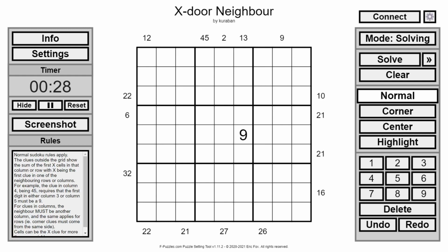This puzzle's called X Door Neighbor by Kuraban. I got it from Logic Masters Germany. So I just did Kuraban's 6x6 X Door Neighbor puzzle, and it was likely a lot easier than this is going to be. I'll have a link to it down below if you want to see that and get used to the rule set.